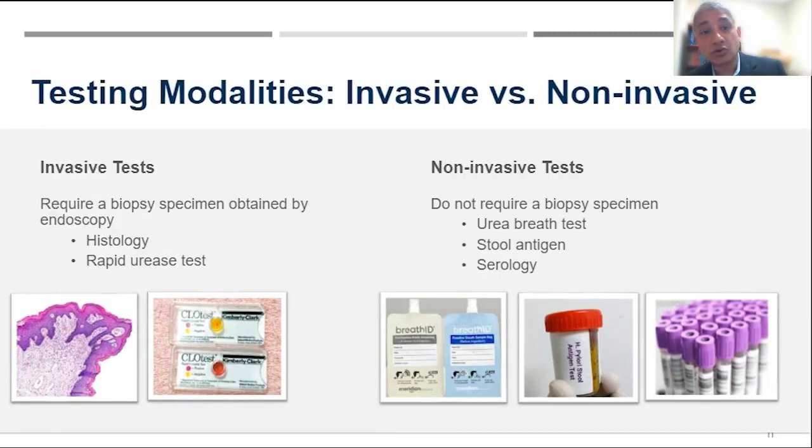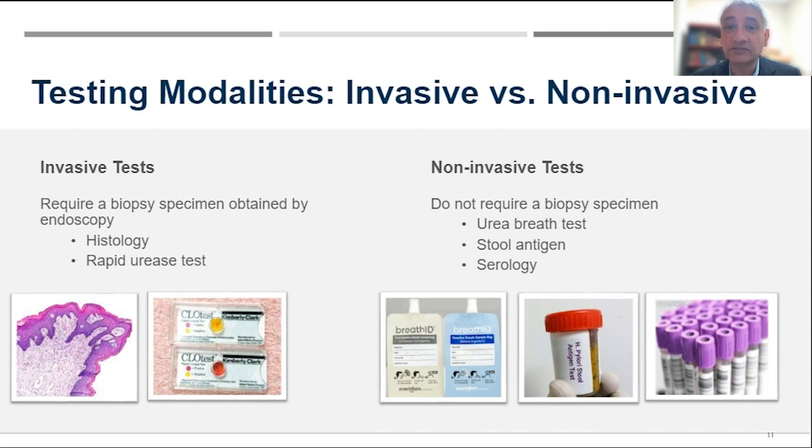Now let's go over the various testing modalities that are available to evaluate for H. pylori infection. Broadly, these modalities can be divided into the invasive tests and the non-invasive tests. Invasive tests are tests that require a biopsy specimen in order to be performed. The biopsy specimen is typically obtained during an upper endoscopy. There are two common invasive tests. The first is histology, and the second is rapid urease test. And we'll talk about each of these tests individually in subsequent slides.